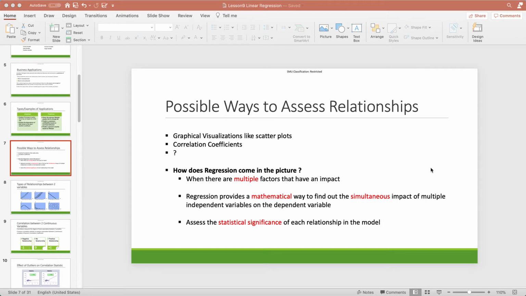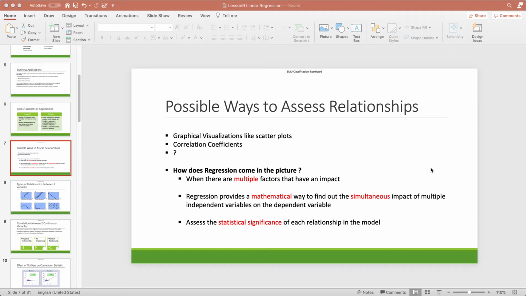Hello, everyone. I'm going to continue the discussion on linear regression analysis. This is the second video, and we were talking about the background to linear regression analysis and what the objective of linear regression analysis is. We discussed that the main objective is to assess the relationship between y and the x variables.